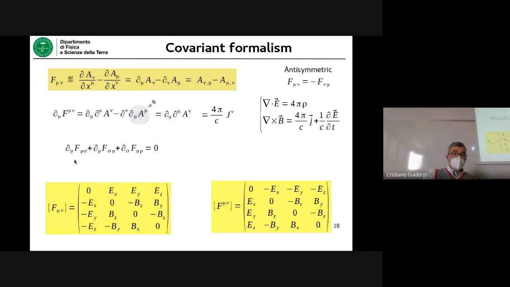is telling you something informative only when the three indices are different. Okay, so you have mu, rho, and sigma. They can assume four possible different values. So it means that from this equation, if you consider all the possible combinations of indices, you have to choose 3 out of 4.